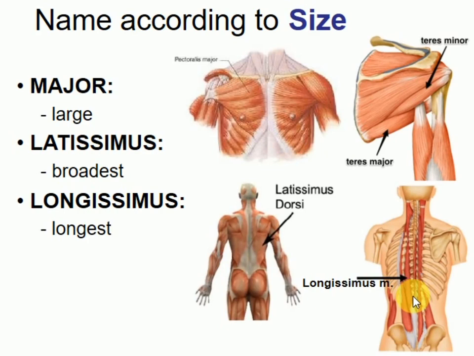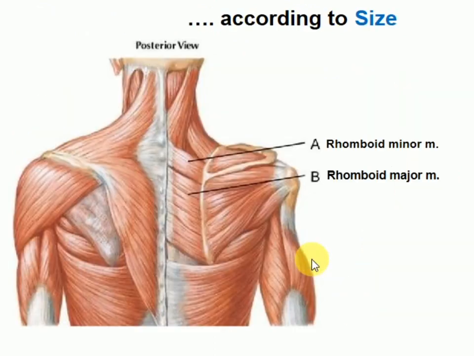Deep to the latissimus dorsi we have different types of muscles including longissimus muscle. Kama unaweza kuona kwamba we have the vertebral column hapo, na pia tuna hizi longissimus muscle zimetoka juu mpaka kuja kuinsert huku chini, namaanisha zimetoka huku juu zimekuja kuinsert huku chini.